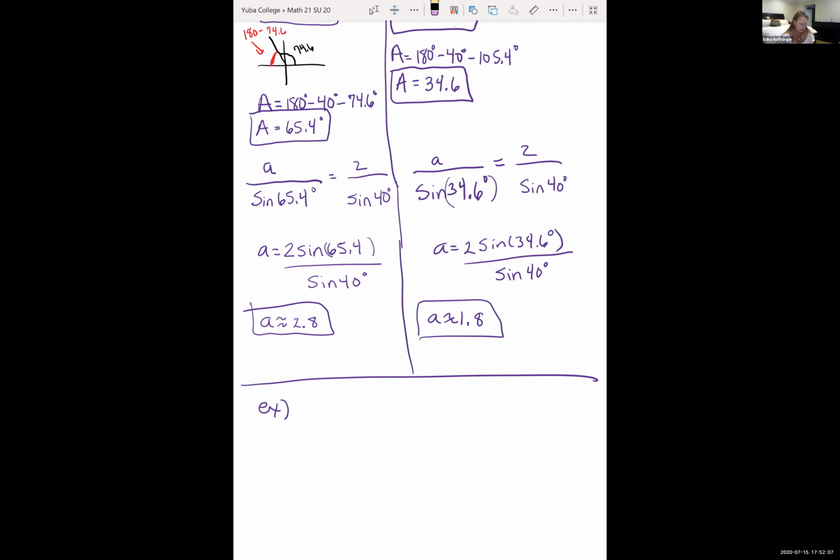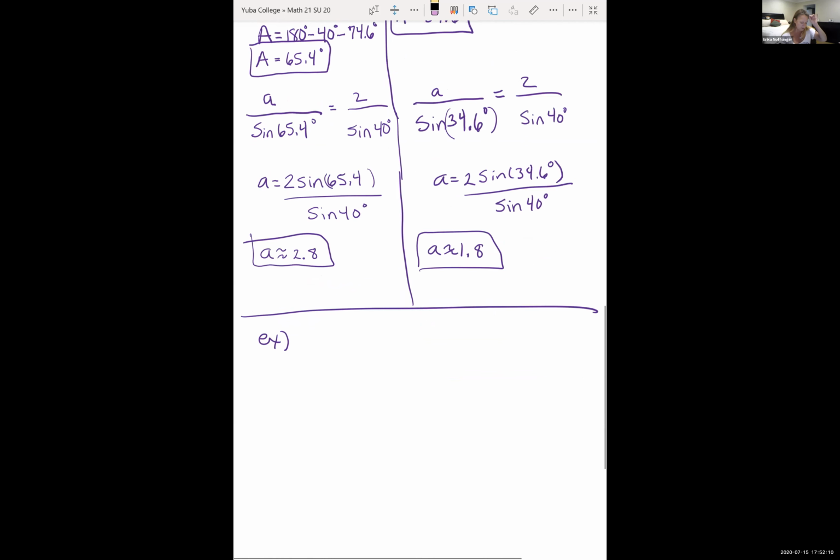Let me do one more, and then we'll look at some application. So let's say a is equal to 3, b is equal to 7, and angle A is equal to 70 degrees. Again, here's a case where we're given one angle and a side across from it. So law of sines should be raising a flag saying, use me, use me.